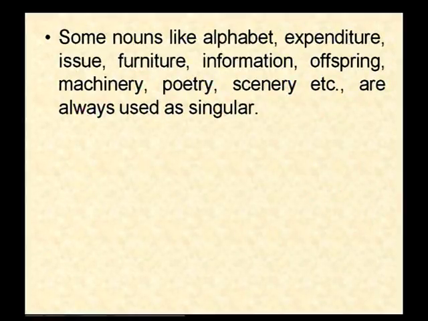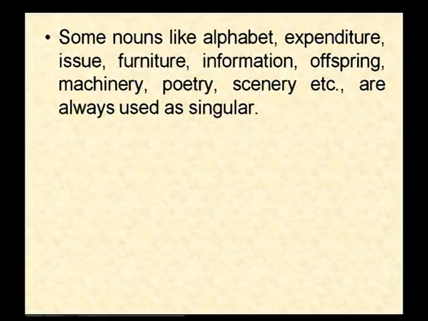Please write the letters of the alphabet. Do not ask the students to write alphabet. Alphabet is only one. Any language has got an alphabet. So we should say letters of the alphabet. So there is no plural for that. Expenditure. You cannot say expenditures, issues, furnitures. Very often we will find in the shops where they sell furniture, they say furnitures are sold here. Or informations, no, information. Offsprings, no, offspring. Machinery, poetry, scenery, not sceneries or poetries, no, are always used as singular.